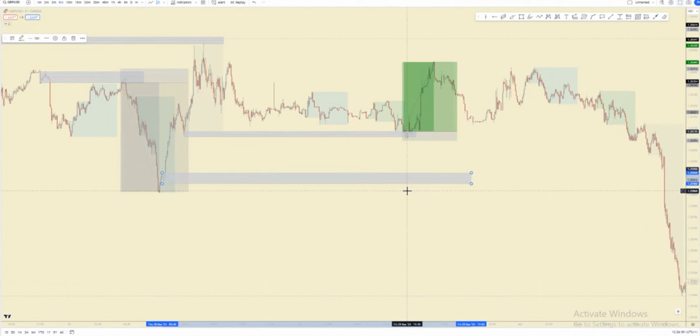Because on the first one, how do I set a marked entry point? Is it just above the supply zone, right? Yes. Okay. Yes.